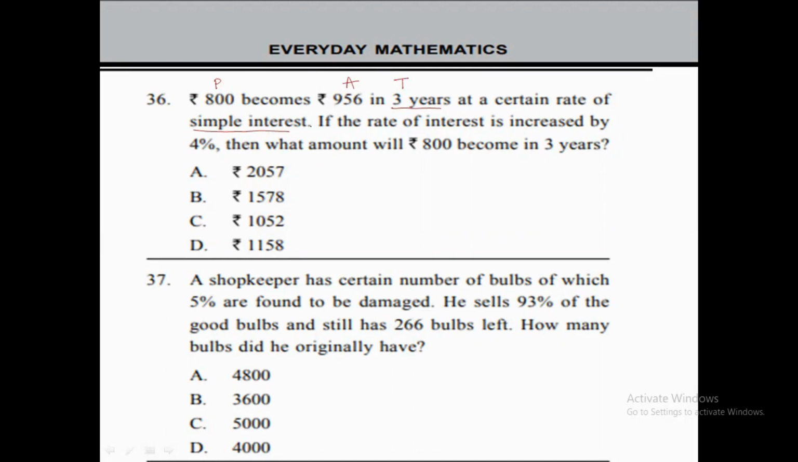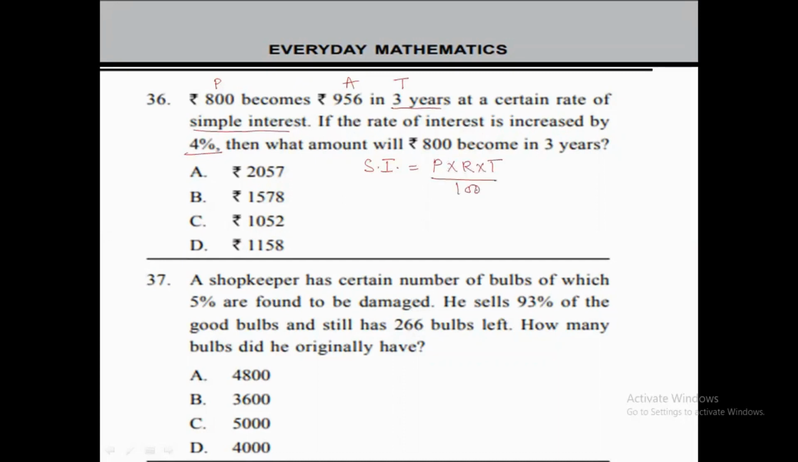Now the question is saying that if the rate of interest is increased by 4%, then what amount will 800 become in 3 years? That question is asking. Okay, now we have to answer it. So now, as we all know, the formula of simple interest is what? Formula of simple interest is P into R into T by 100.